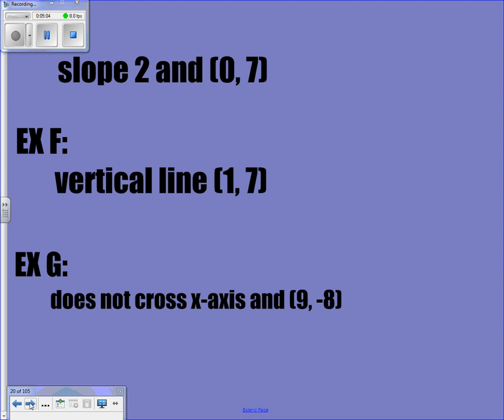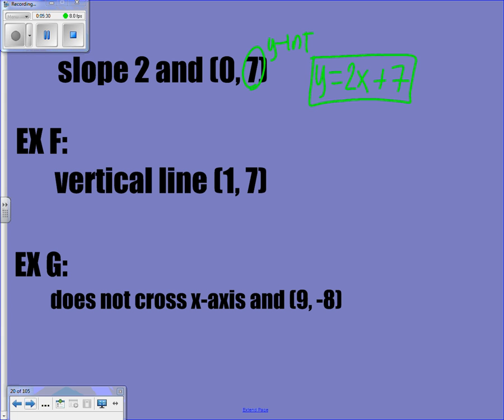So example F wants us to write the equation of a line with a slope of 2 that passes through (0, 7). A little bit like yesterday's lesson, hopefully you realize that (0, 7) is your y-intercept. So 7 is my y-intercept, and my slope is 2. So y equals mx plus b. M is my slope, which is 2x plus 7, because my y-intercept is 7.